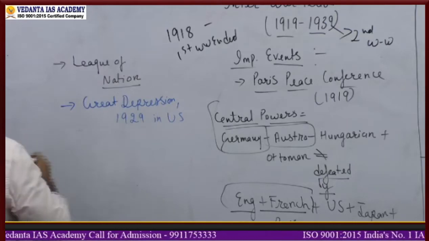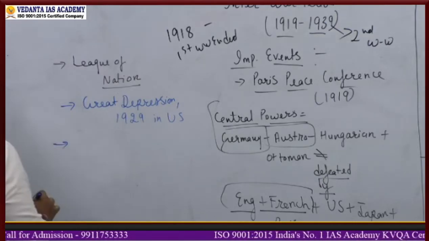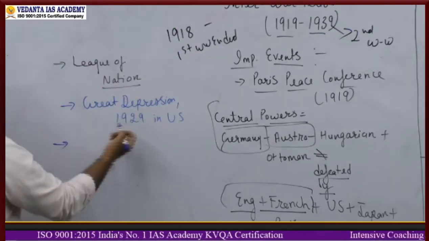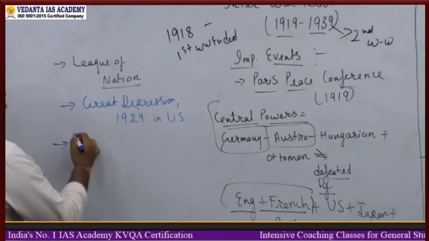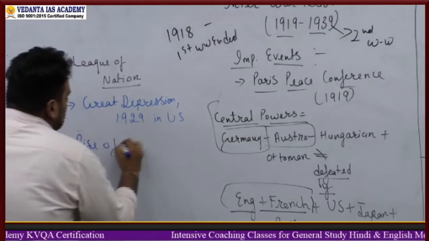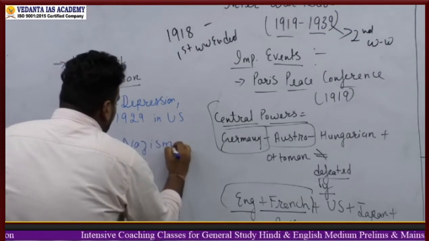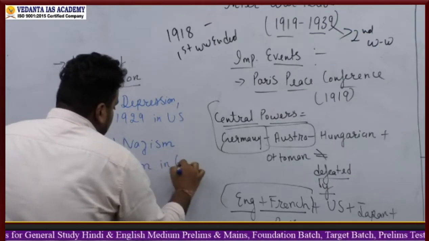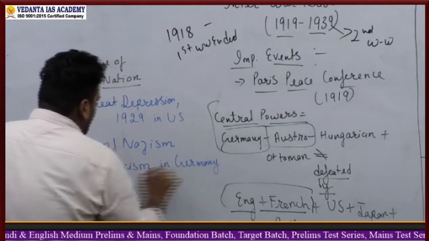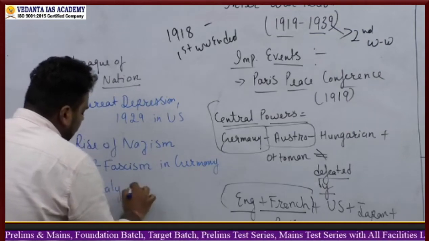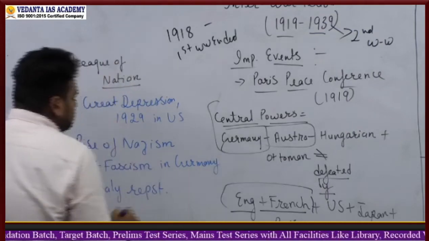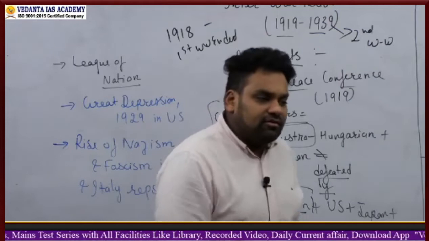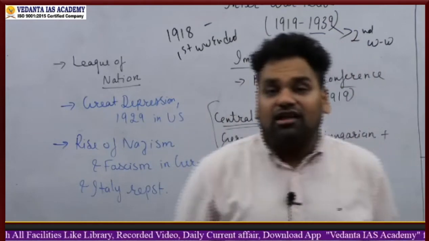Then we are going to study the most important idea in this particular topic, that is your rise of Nazism and Fascism in Germany and Italy respectively. What exactly is Nazism and Fascism? ये terms हम अब बहुत ज़्यादा बार सुनने वाले हैं.